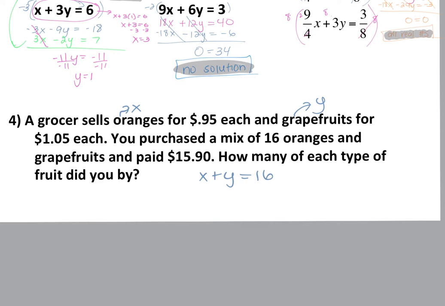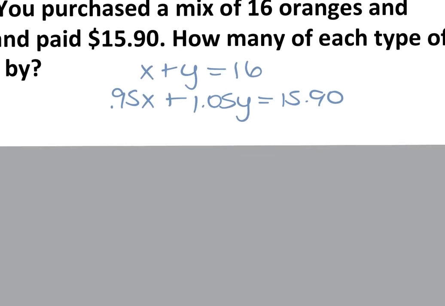Then, so that's the amount, right? Now we need the value. So each orange was 95 cents, and each grapefruit $1.05, and then the total amount was $15.90. So here's my system.